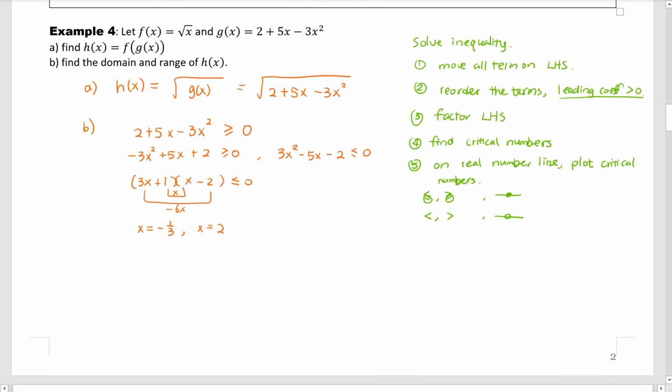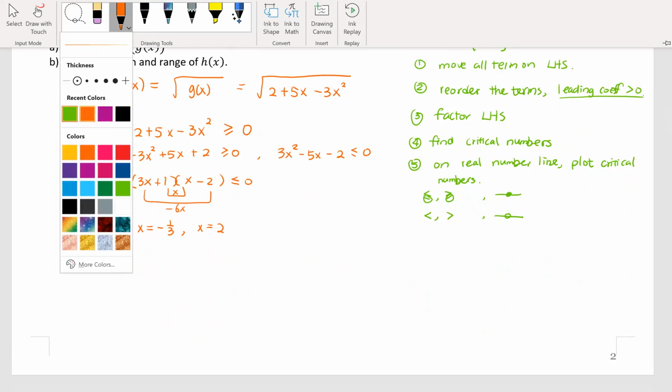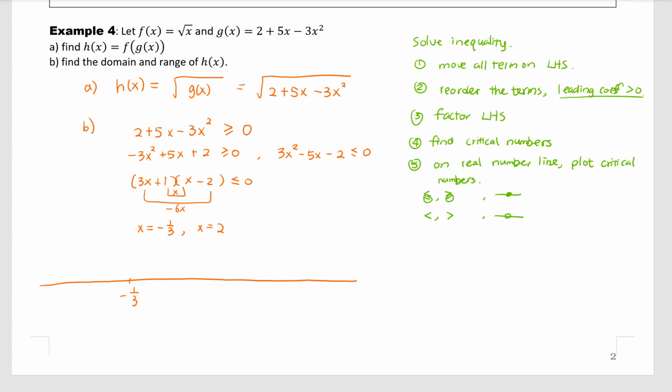And what's next? So let me draw it here. Okay. So the real number line here. Okay, so we're going to plot the critical numbers. So minus 1/3 here. 2 is bigger than that, so it's on the right hand side. Then do you see less than or equal? So less than or equal, which means we include the critical number. So we draw solid dots at those points.